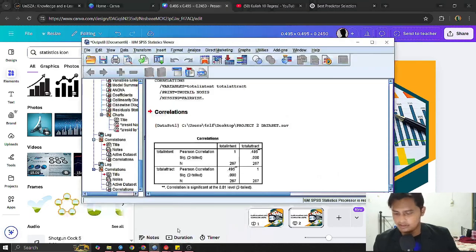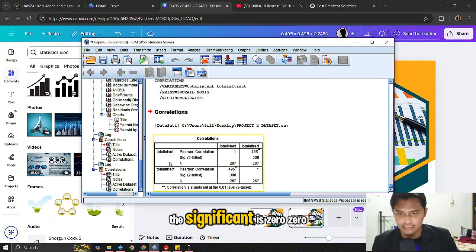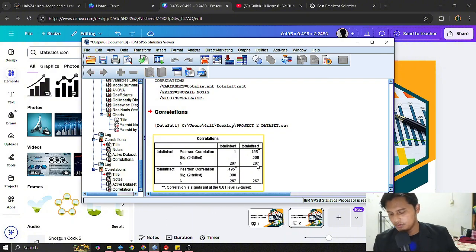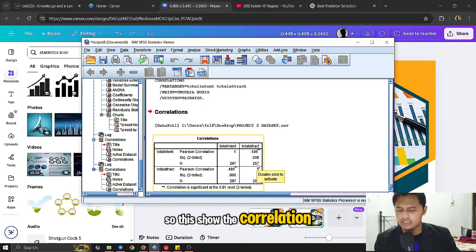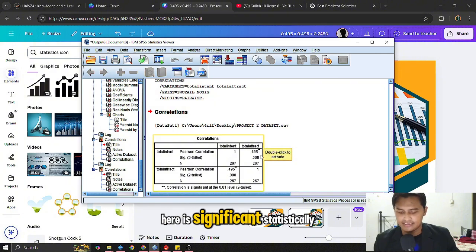Okay. Now the last is the significance level. As you can see here, the significance is 0.000. So this shows the correlation of 0.495 here is statistically significant. So this is not a coincidence in the sample, but probably exists in the larger population.